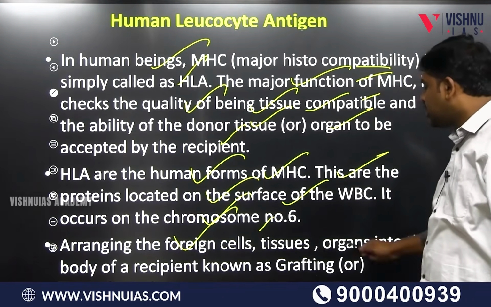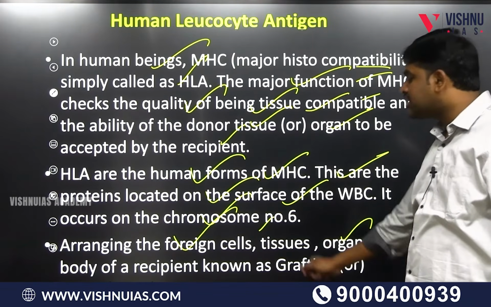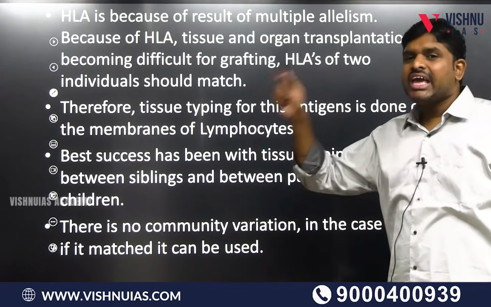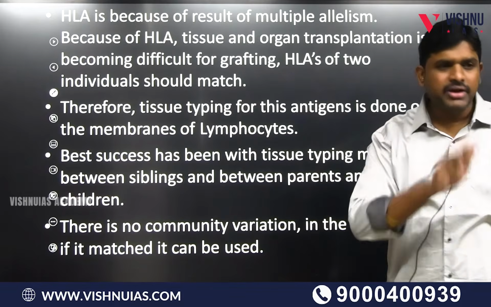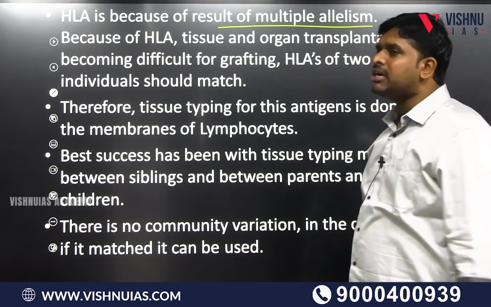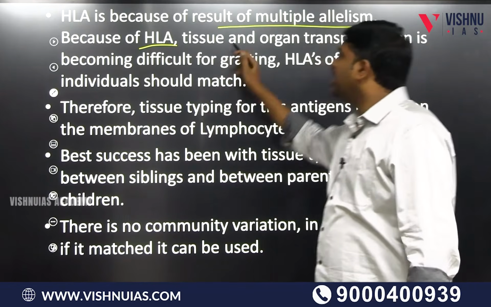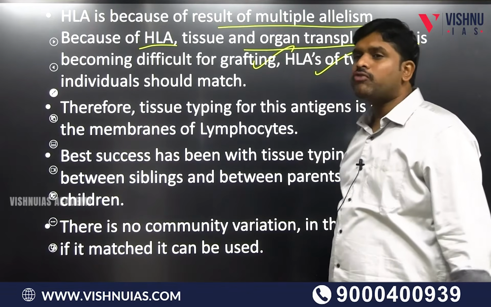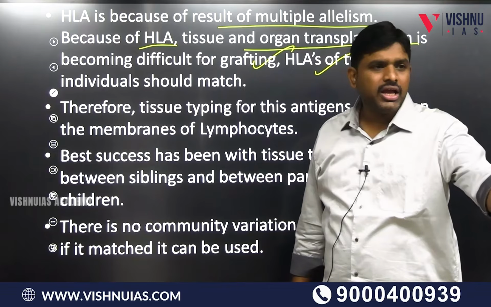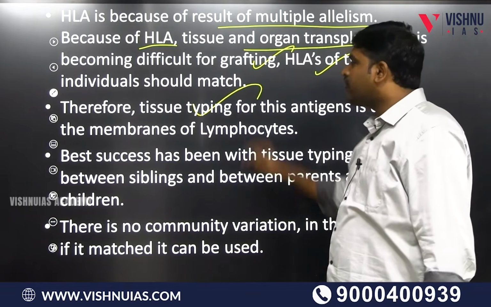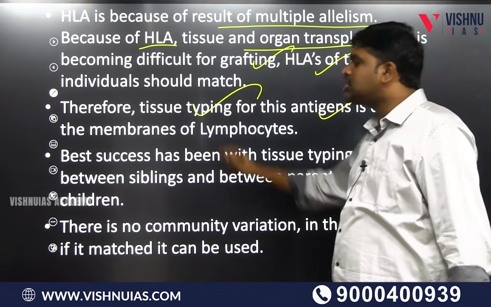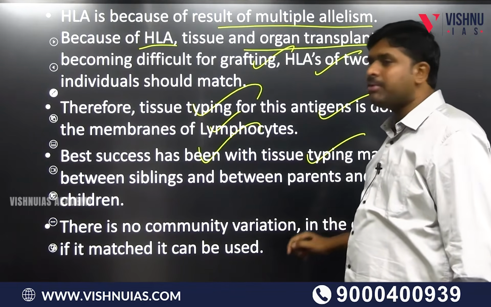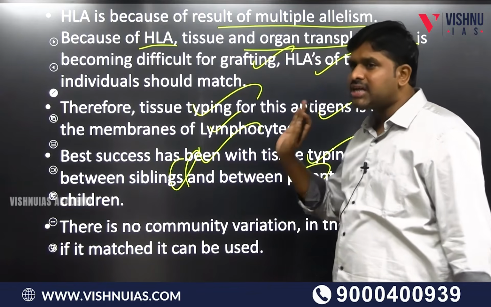Arranging foreign cells, tissues, organs into the body of a recipient, known as grafting or transplantation, can happen if and only if HLA matching happens. HLA is the result of multiple allelism. Because of HLA, tissue and organ transplantation is becoming difficult. HLAs of two individuals should be the same, then only grafting will happen. Therefore, tissue typing for these antigens is done on the membranes of lymphocytes. Best success has been with tissue typing between siblings and between parents and children.